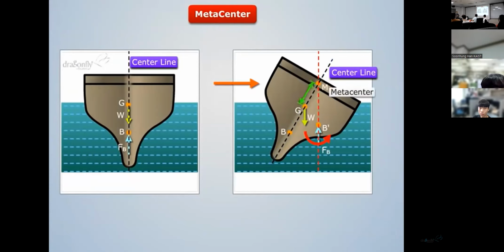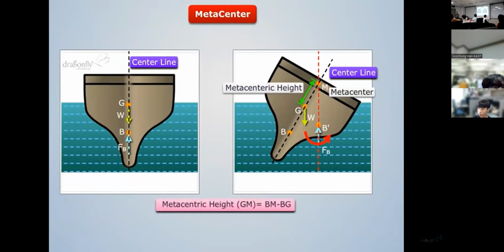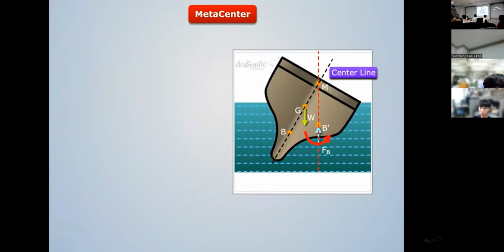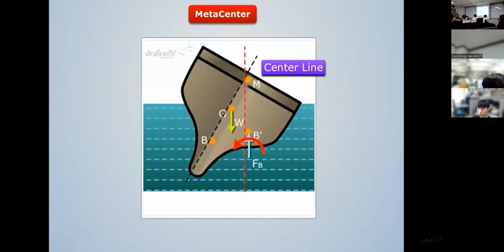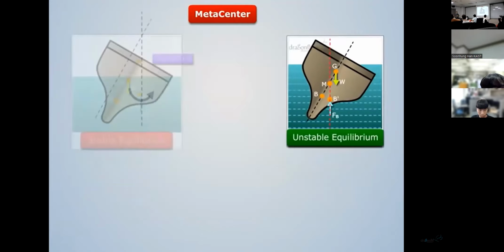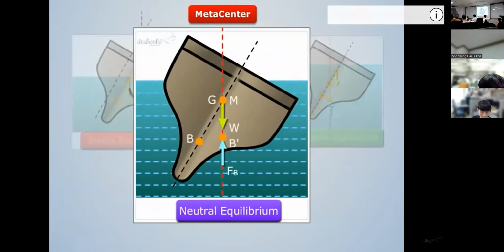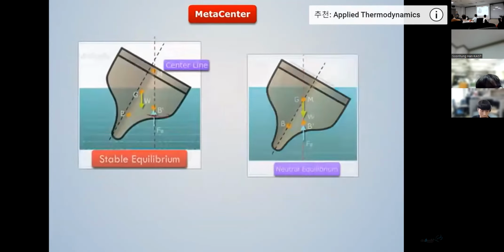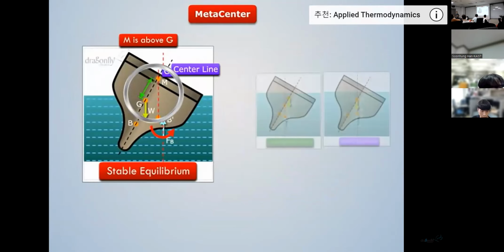And the distance by which the metacenter lies above the center of gravity of a floating body is known as the metacentric height, GM. Depending upon the location of the metacenter, a floating body possesses three types of equilibrium. They are stable, unstable, and neutral equilibrium.